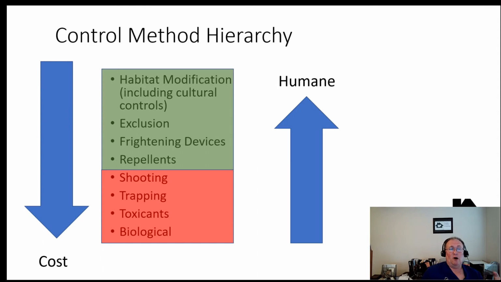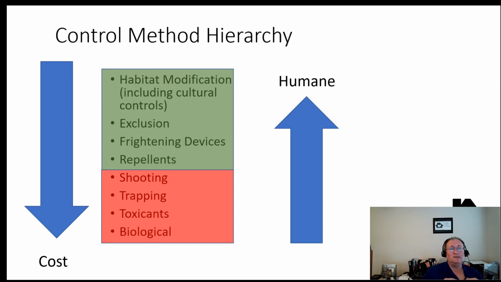So these are all the control methods that we have to control vertebrate pests, and again, I'm primarily focusing here on vertebrate pests. I'm not referring to insects here, although much of insect control methods can fall under this as well, but the pest control world breaks this up just slightly differently, but they're analogous. So this is the structure we use for vertebrate pests. Let me go through that list again. It's habitat modification, exclusion, frightening devices, repellents, shooting, trapping, toxicants, biological.